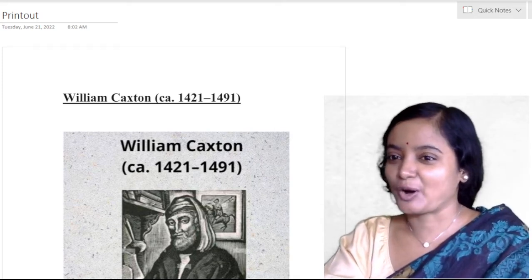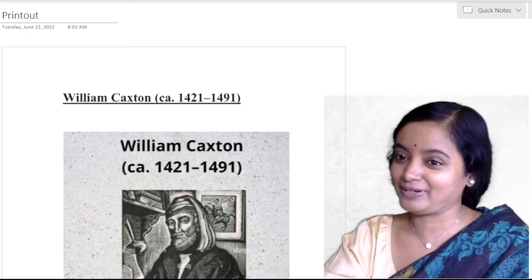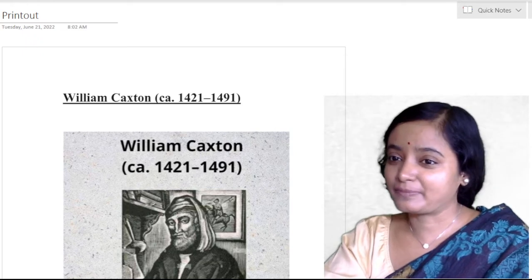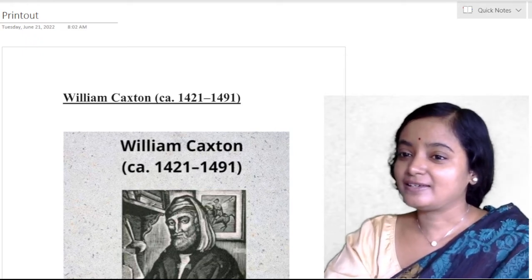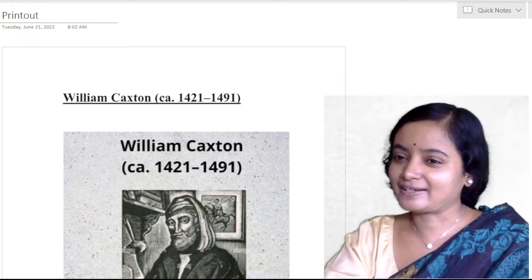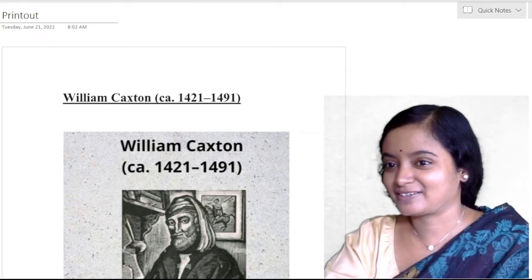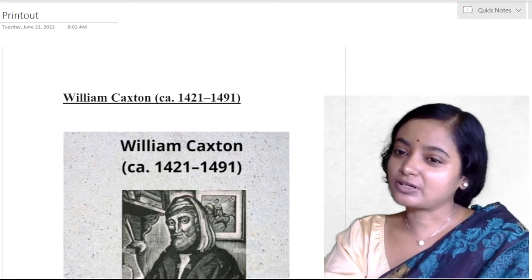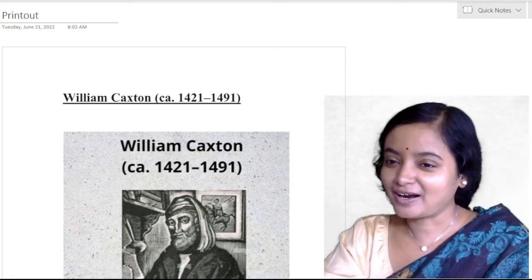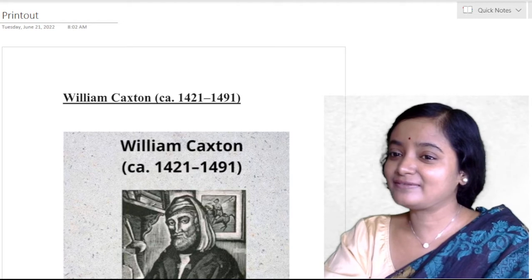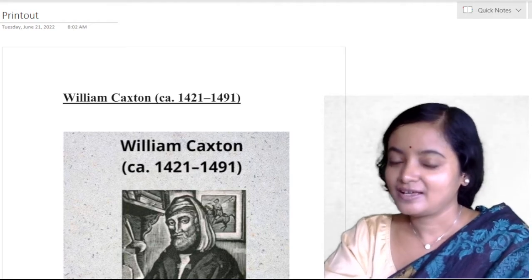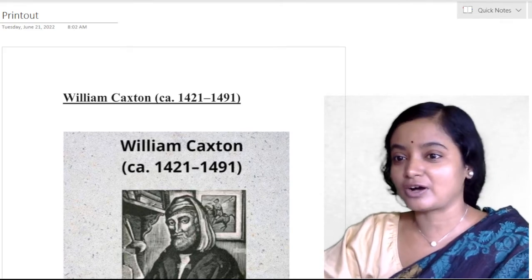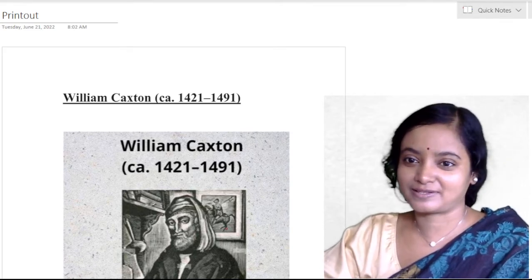Handwritten copies you cannot circulate among so many people, but with the discovery of the printing machine, or the discovery of the press by William Caxton, the English Renaissance attained a glorious position, and also at the same time English literature. So William Caxton was not only a printer or publisher, but at the same time he was a translator. He translated many books into the vernacular language, and today we'll talk in detail about this person.